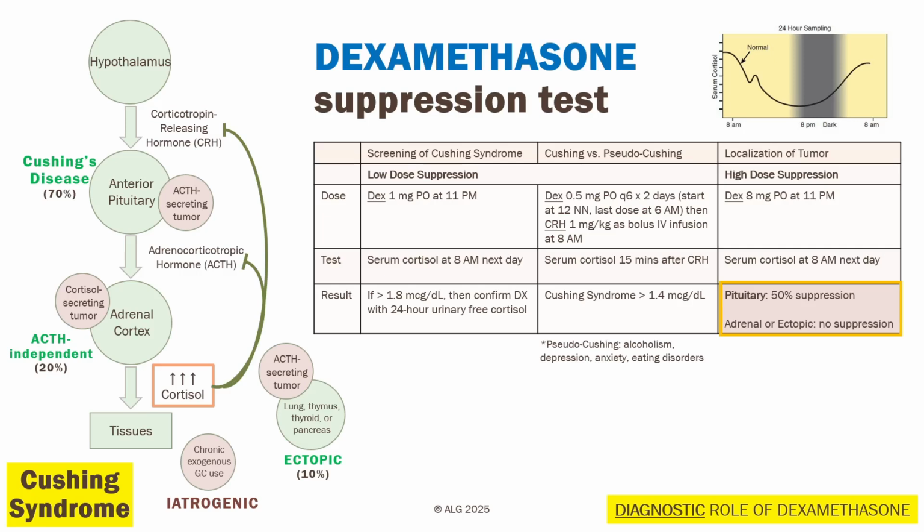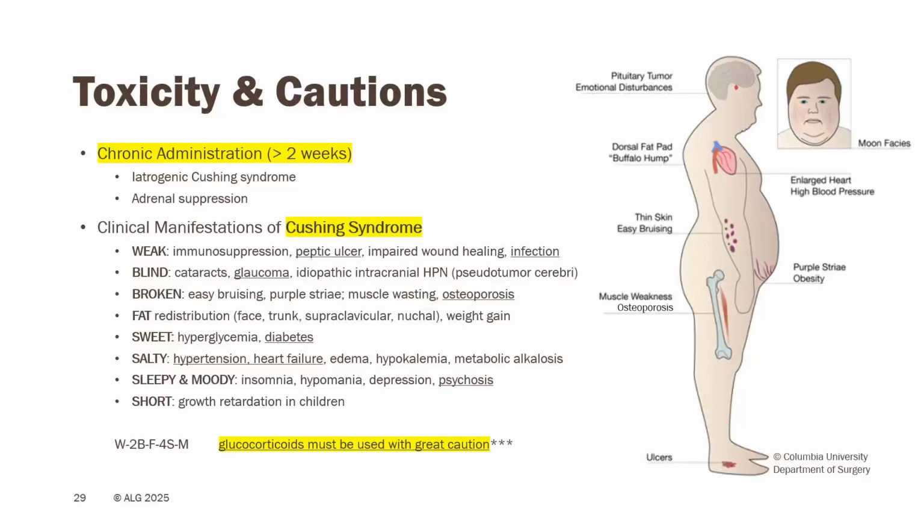However, if the tumor is in the adrenal gland, then it has already chronically suppressed the pituitary secretion of ACTH. So ACTH level will be low and will not react to the presence of dexamethasone. And lastly, if the tumor is ectopic, then we have an external source of ACTH. So the overall ACTH level will be high and will also not respond to dexamethasone.